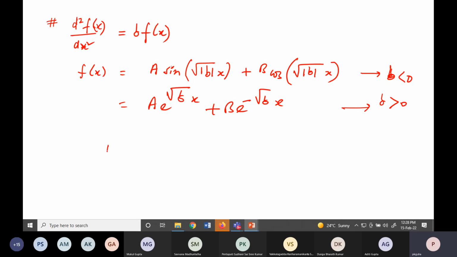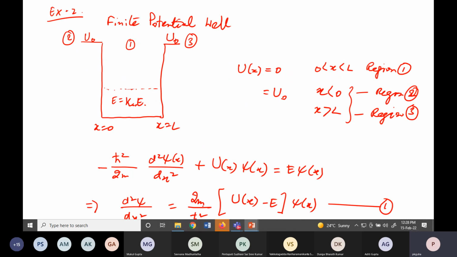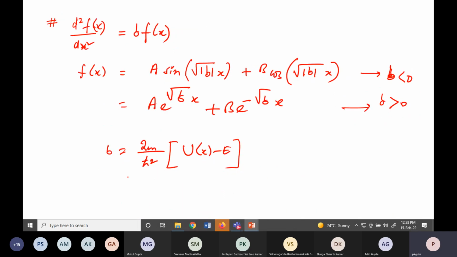So what is b? b is equal to 2m/h-bar square times (U(x) minus E). You see, 2m over h-bar square (U(x) minus E) is b. So that is the b. So if b is less than 0, this will be the solution, and if b is greater than 0, this will be the solution, right?